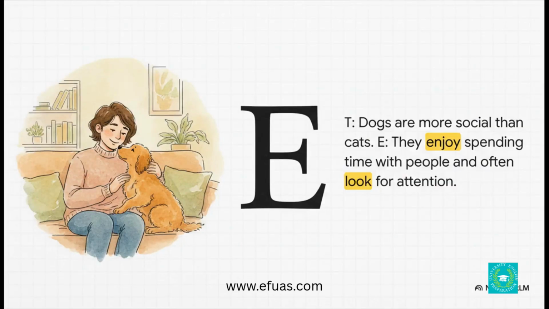All right, next we add our first E for explanation. After we've stated that dogs are more social, we need to explain what we mean by that. So we add, they enjoy spending time with people and often look for attention. This just makes our main point that much clearer for the reader.